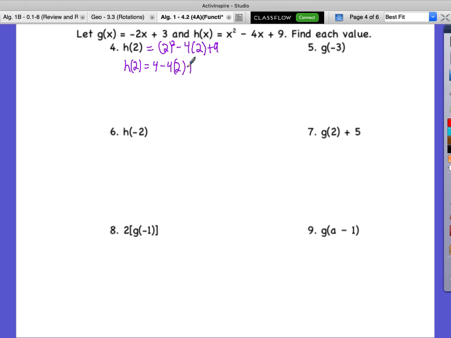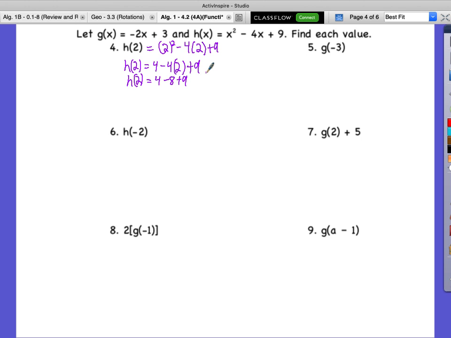So I'm going to rewrite everything else, okay? So h of 2 is equal to 4 minus 4 times 2 plus 9. Order of operations tells us what comes after exponents. Multiplication. So what are we going to multiply here? Negative 4 and 2, and that gives us what? Negative 8. So we have 4 minus 8 plus 9.